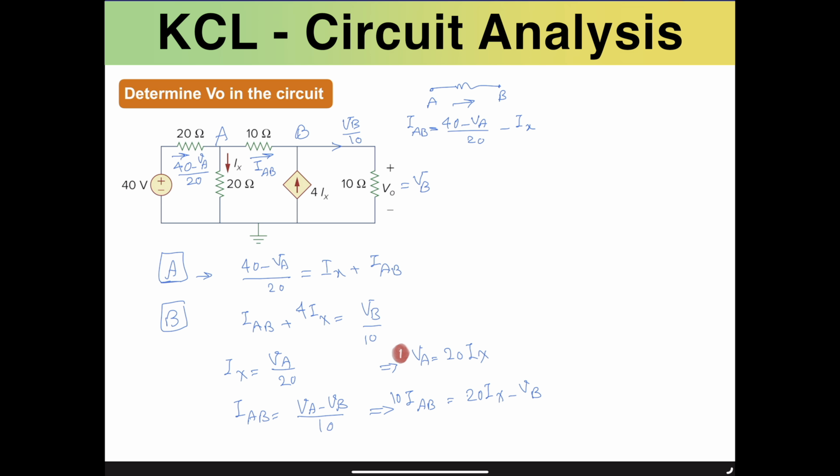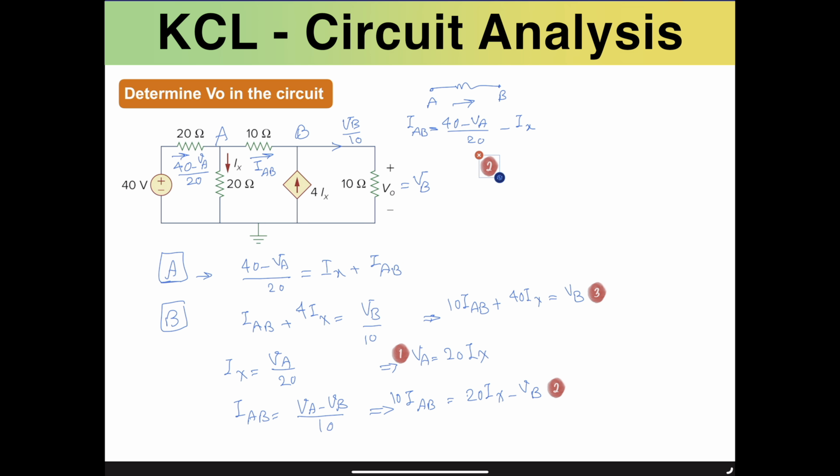Now that I have this equation, I can couple that with this one. In order to do that, I can multiply both sides by 10 as well. So I would say 10 IAB plus 40 Ix equals VB. We can sum up both sides of the equations, so 3 plus 2, in a sense.